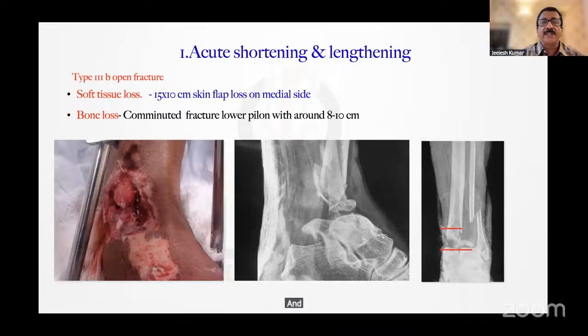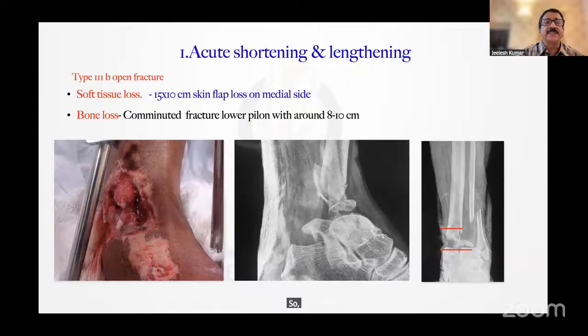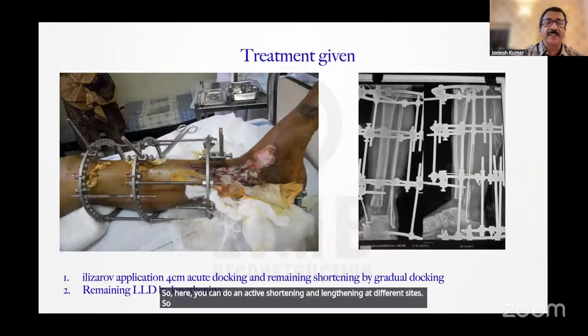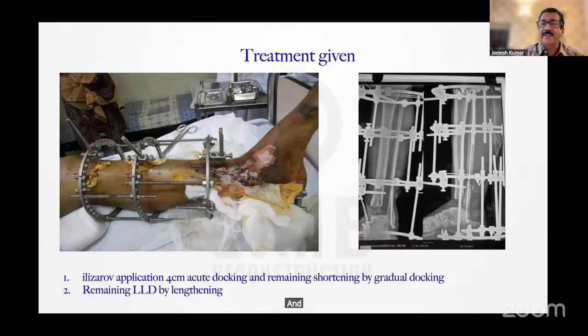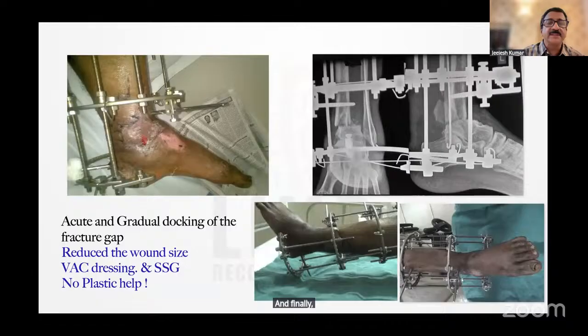And these are the examples. Acute shortening and lengthening: here is a soft tissue defect and a loss of pylon fracture. You can say a bone defect is there. So here you can do an acute shortening and lengthening at different sites. This was treated with the Ilizarov. You can see it was debrided, made transverse, and acute shortening was done up to 4 centimeters, then gradual shortening was done. Finally, just a VAC was applied, and finally just a small skin grafting was enough in this case. Otherwise he may end up with a rotation flap, free flap, etc.